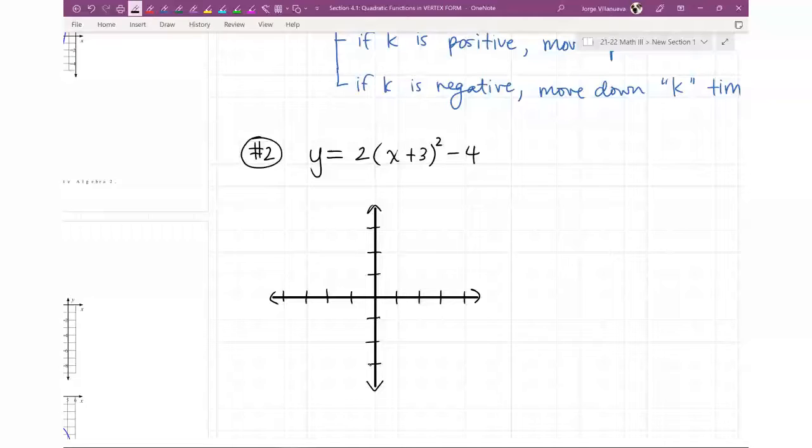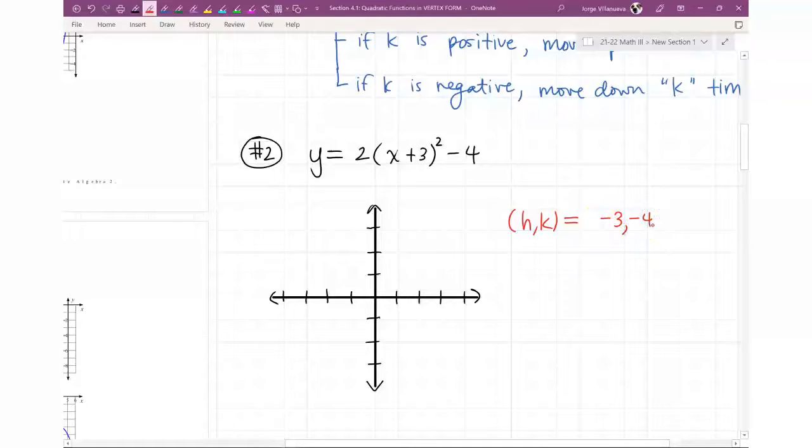So, first off, where is my vertex for this problem? Can anybody tell me that? My HK. All right, so half right. Remember that the H likes to lie to you, so it's not really a 3. It's a negative 3, right? The number inside the parenthesis always is opposite of what you see, right? So it's going to be negative 3, negative 4, okay?